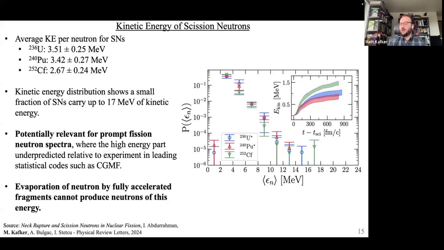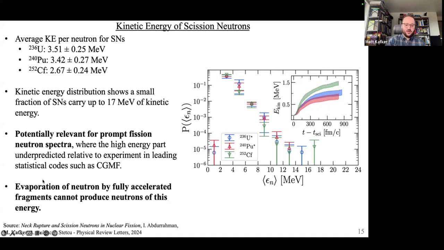And within CGMF, they don't have enough high energy neutrons. So it has been suggested that we might try to incorporate the high energy tail from the scission neutron study to see if we can correct the CGMF code and see if that high energy tail is more properly described. And the appropriate people know about this data and have talked about incorporating this data into CGMF, but I don't know what the status of that is. So something to be seen in the future.